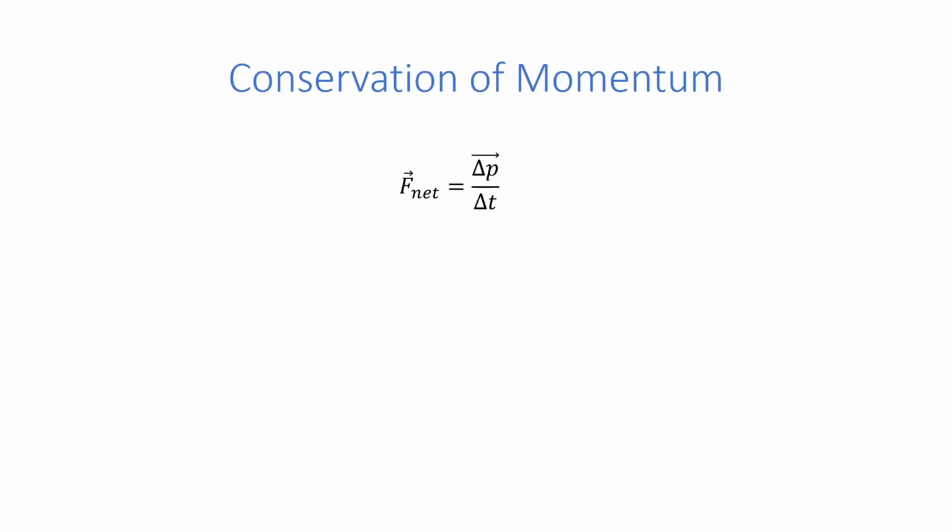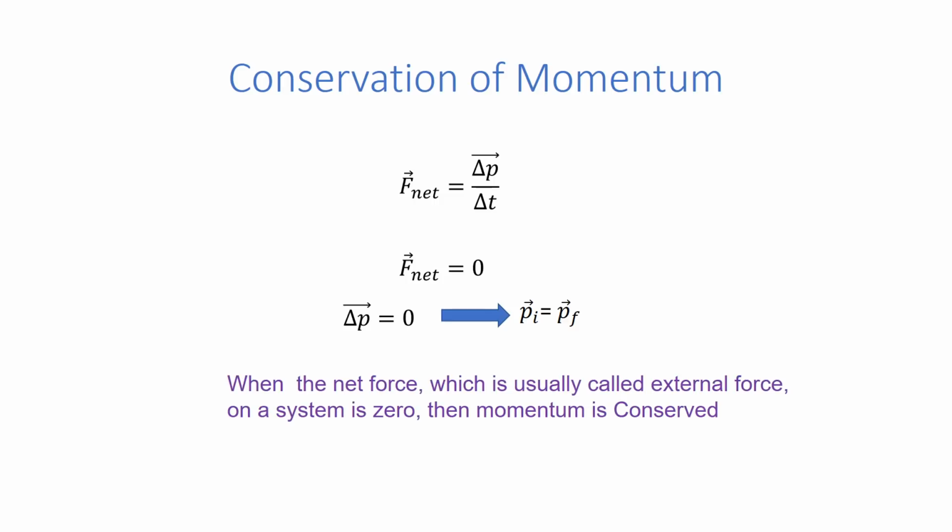Now, conservation of momentum. If the net force equals your change in momentum over your change in time, and the net force of the system, where we're talking about two separate things that are in collision, equals 0, then the change in momentum must also equal 0. That means that the initial momentum must equal the final momentum. When the net force, usually called an external force, on a system is 0, then momentum is conserved.